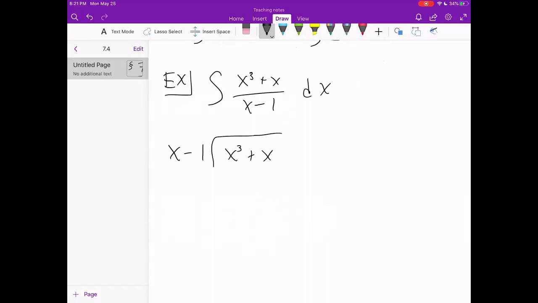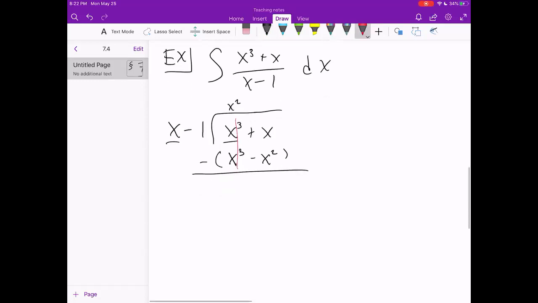And now it's just like regular division. I ask myself, okay, what do I multiply x by to get x cubed? That's going to be x squared. So then x times x squared is x cubed. Negative 1 times x squared is minus x squared. I'm going to subtract this. That way the x cubes cancel. And now I just subtract terms of the same thing.